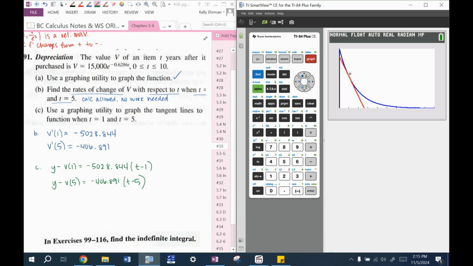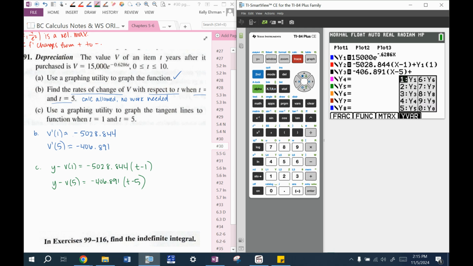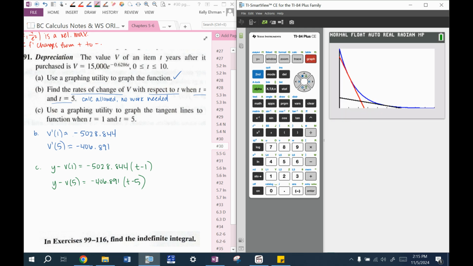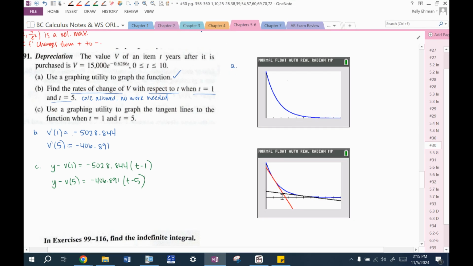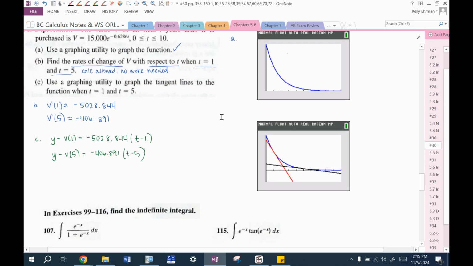Let's see if it likes that. Oh yeah, it graphed. Okay. And then I'm just going to do that too. So then negative 406.891 times x minus 5 plus y1 of 5. There's the other one. And that matches my little screenshot here. I think I took the window down a little further so you could see. But yeah, that's it.